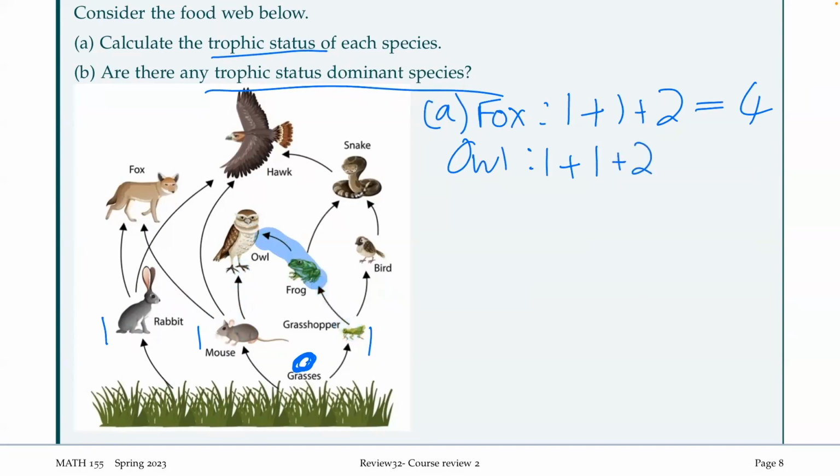But note now there's 2 paths from grasses. So there's this shorter path here of length 2 through the mouse, or there's the path through the grasshopper, through the frog, into the owl. And when we're doing the trophic status, we always take the longest path length. The longest path from grasses to the owl is 3. So owls have trophic status 7.